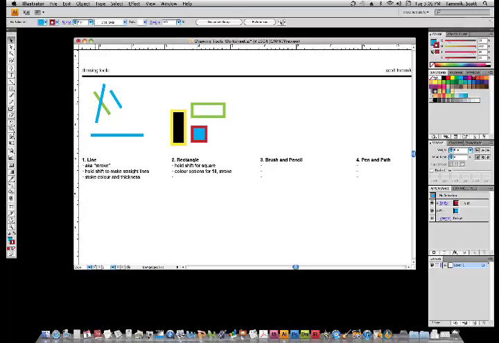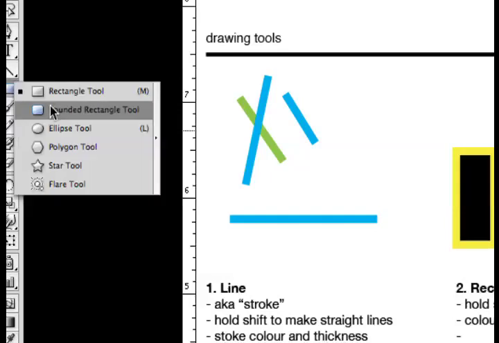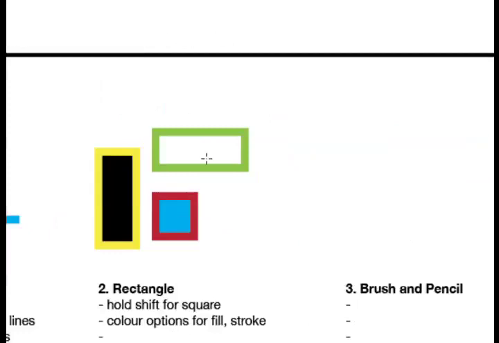It is possible if you click and hold under the rectangle tool, because remember I said this little triangle means there's other options, there is a rounded rectangle tool and an ellipse tool. So if I pick up the ellipse tool and come back over here, I can click and drag and make elliptical shapes, or hold the shift key and make a perfect circle.